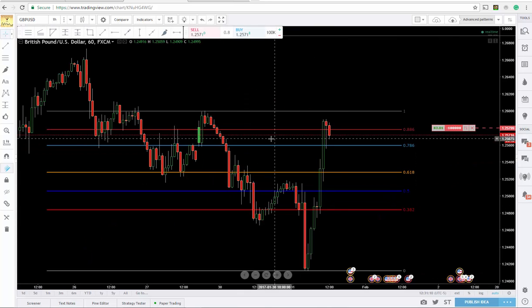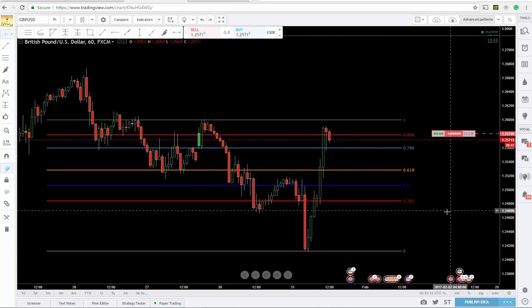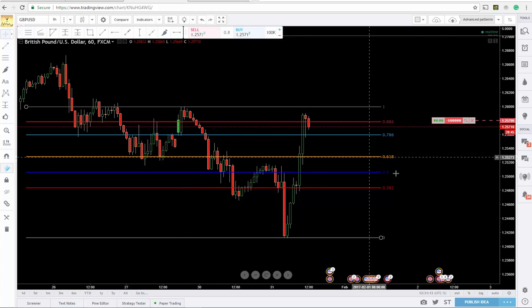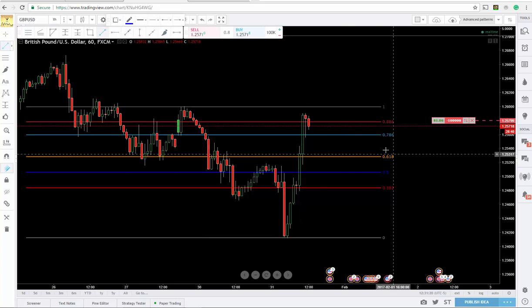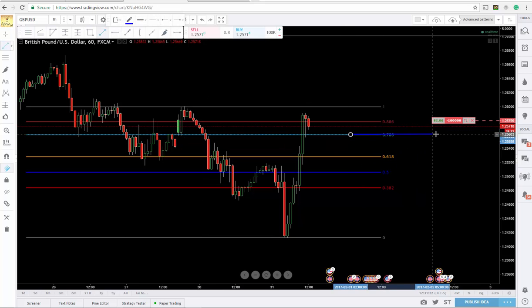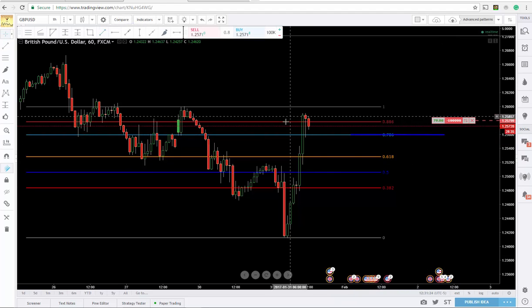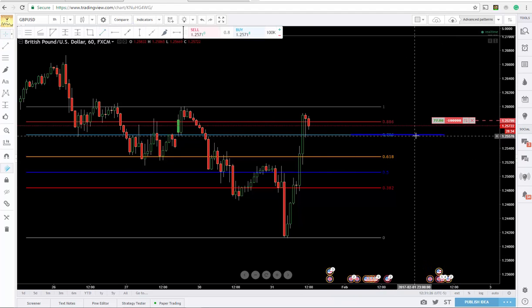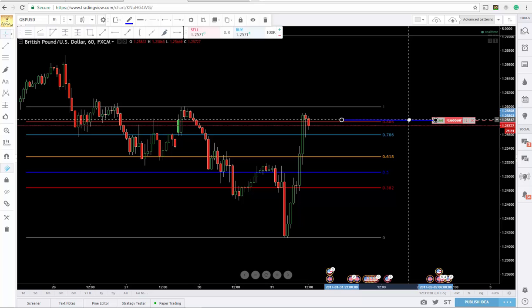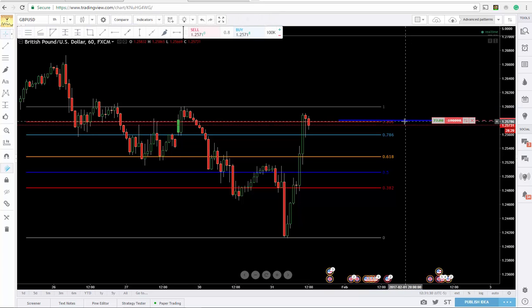Alright guys, so here on the pound-dollar, we actually had a pretty nice cipher pattern set up here on the hourly chart, and we've just got involved in that at a little better than our original entry, which would have been here around the 786 retracement. So instead of that, I didn't catch this until a little bit higher, and I was able to get a better entry up closer to the 886 retracement.